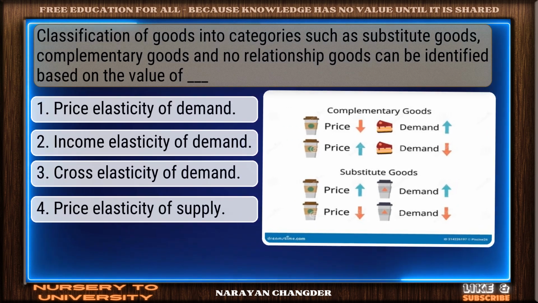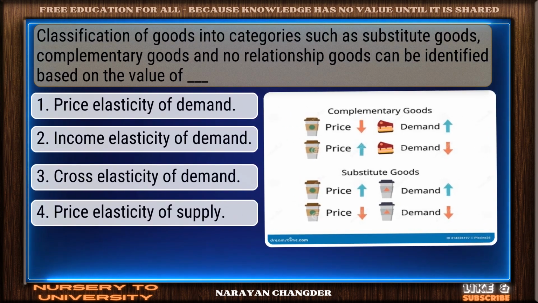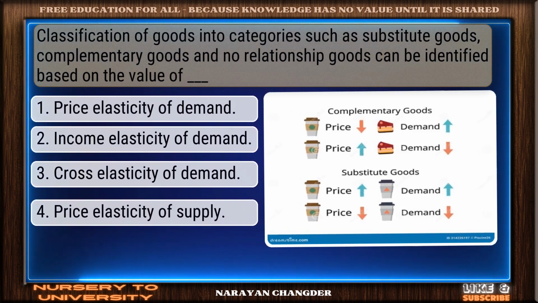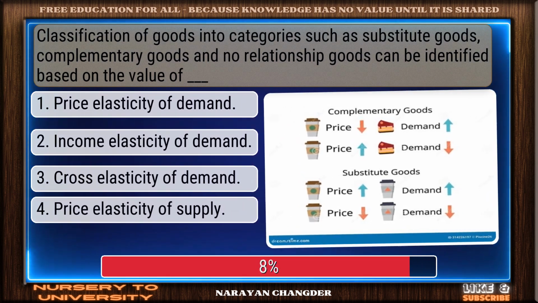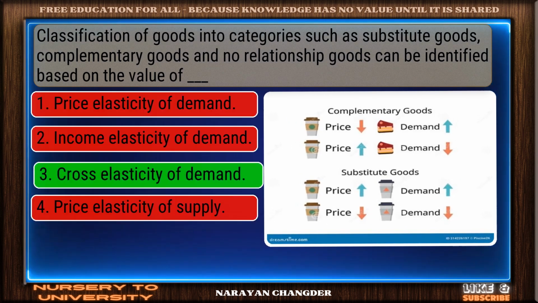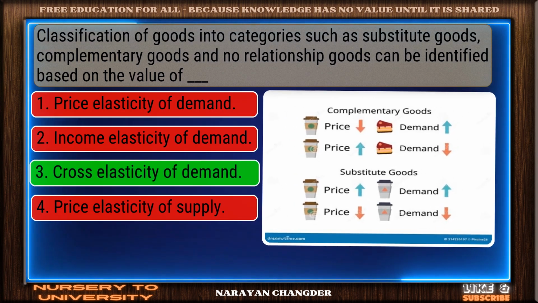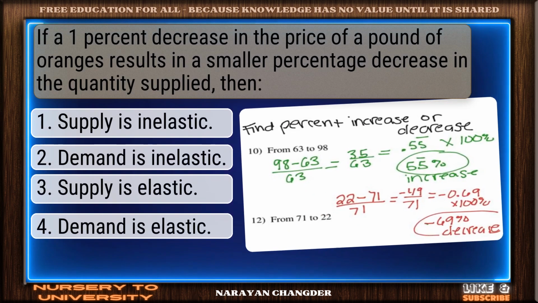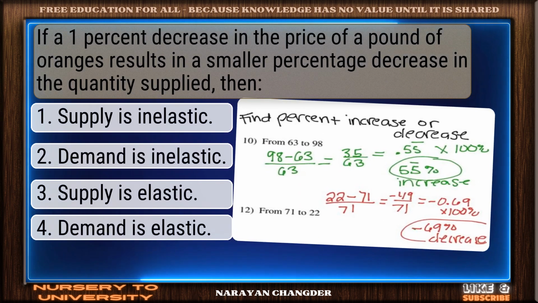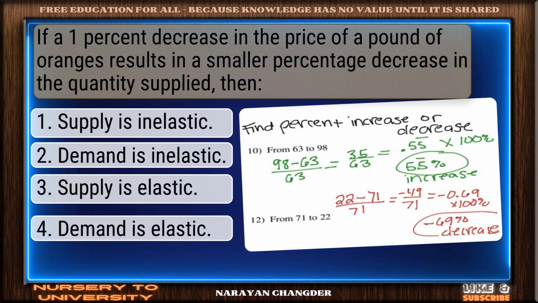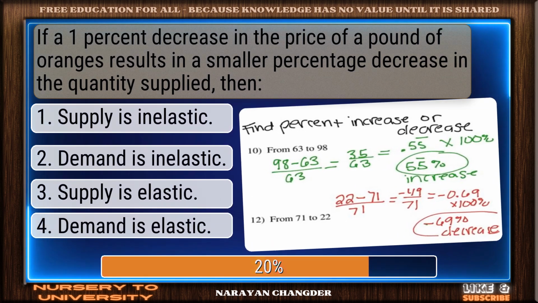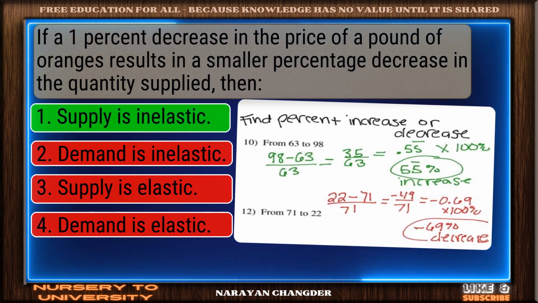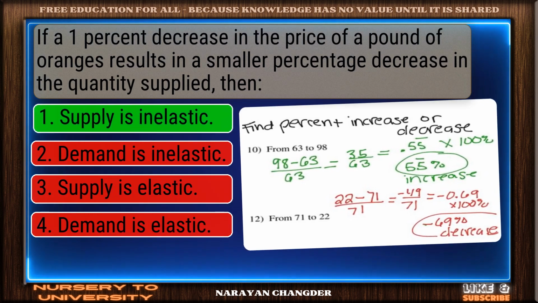Classification of goods into categories such as substitute goods, complementary goods, and no relationship goods can be identified based on the value of dash. Correct. Cross-elasticity of demand is the right answer. If a 1% decrease in the price of a pound of oranges results in a smaller percentage decrease in the quantity supplied, then well picked. Supply is inelastic is the correct answer.